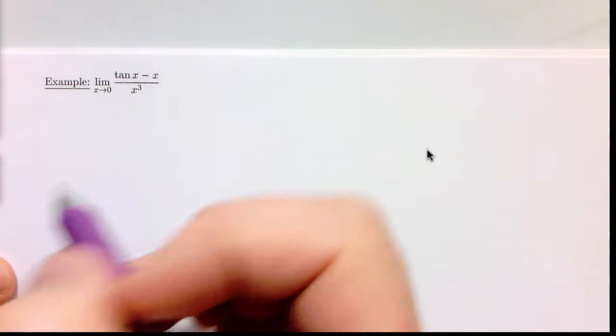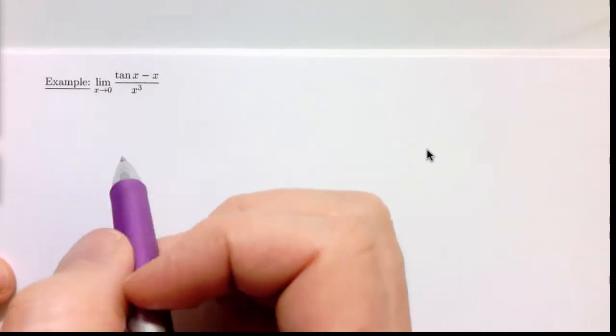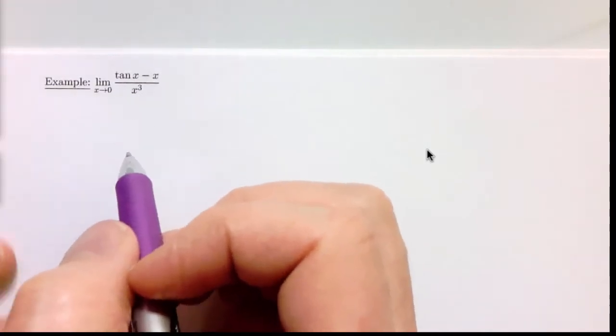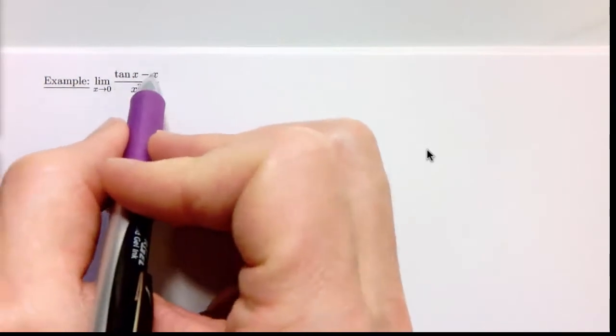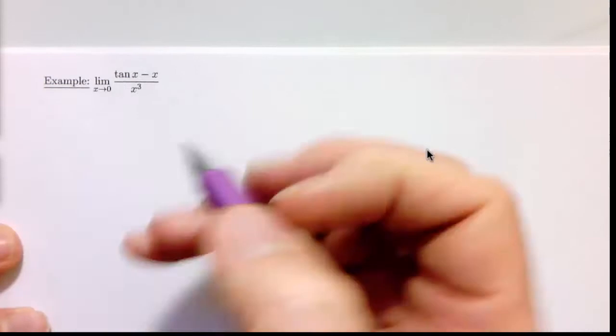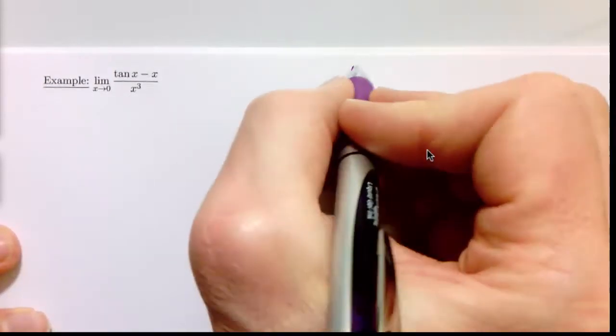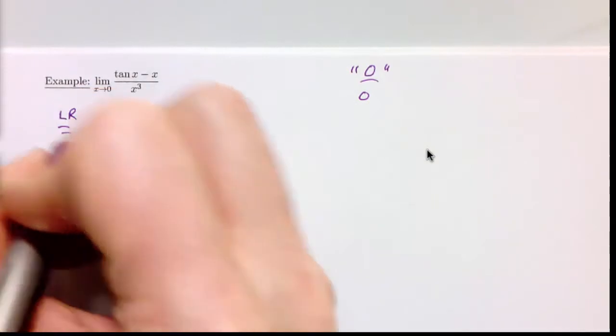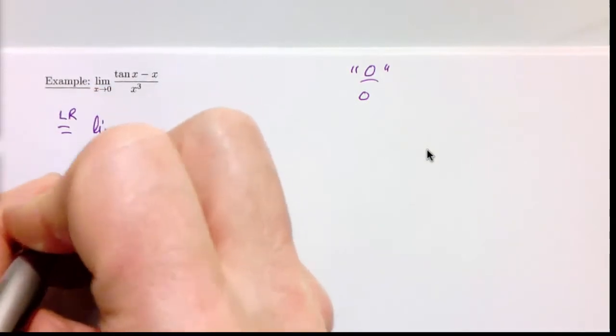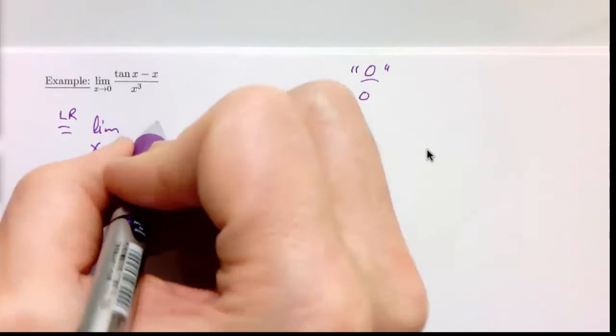Here's an example which illustrates how sometimes we have to use L'Hopital's rule repeatedly in order to get the answer. As x goes to 0, tangent 0 is 0, so I have 0, 0, 0. Everything is 0 over 0, indeterminate form. Apply L'Hopital's rule. Take the derivative of the top, take the derivative of the bottom, reassess the limit.